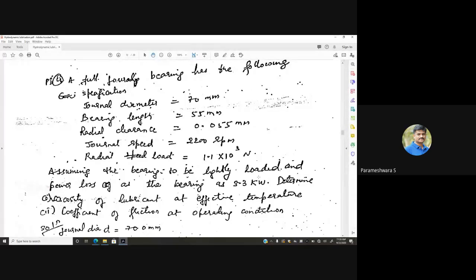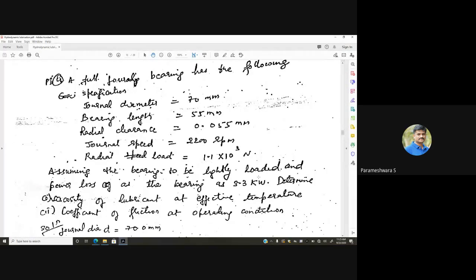One more thing, power loss is given as 3.3 kilowatt. In earlier problems, we used to calculate the power loss with the given data. In this case, they have given the power loss, and in turn, you need to find out the viscosity and the coefficient of friction. So it is just like reverse engineering.